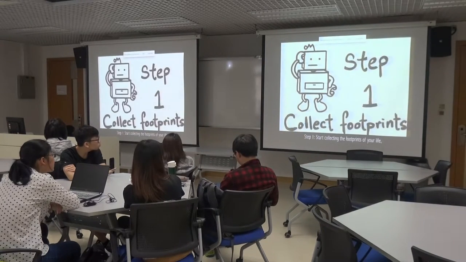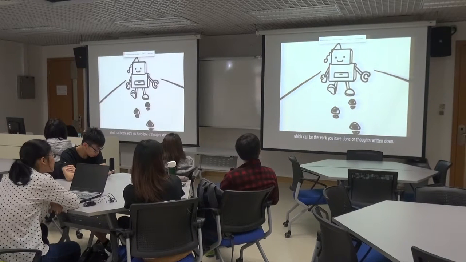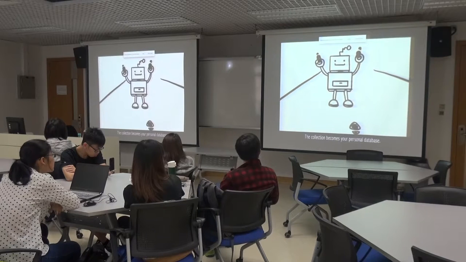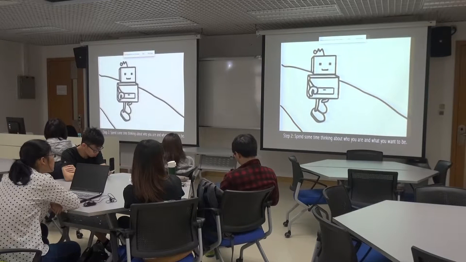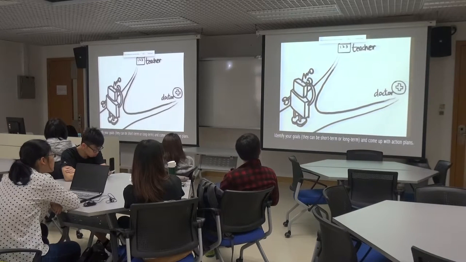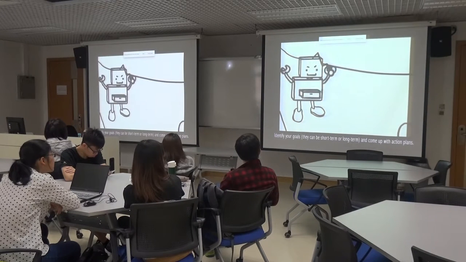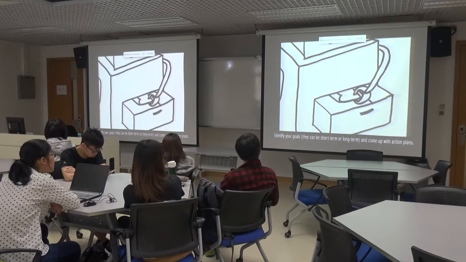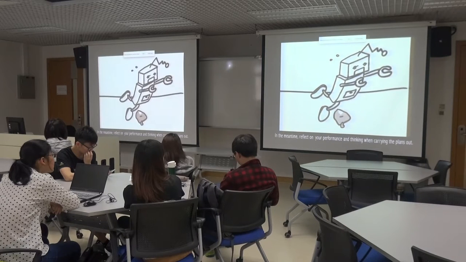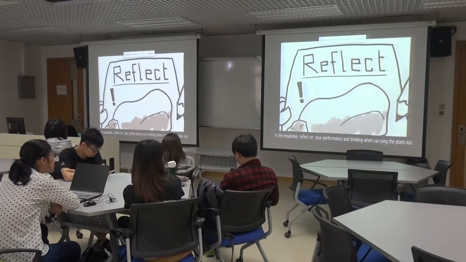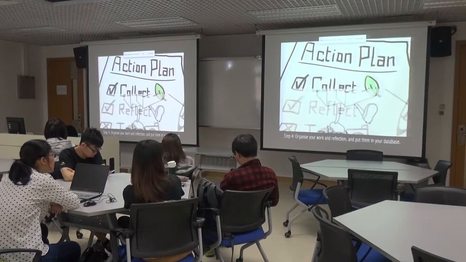Step 1. Start collecting the footprints of your life, which can be the work you have done or thoughts written down. The collection becomes your personal database. Step 2. Spend some time thinking about who you are and what you want to be. Identify your goals, they can be short-term or long-term, and come up with action plans. Step 3. Follow your plans. In the meantime, reflect on your performance and thinking when carrying the plans out. Step 4. Organize your work and reflection, and put them in your database.